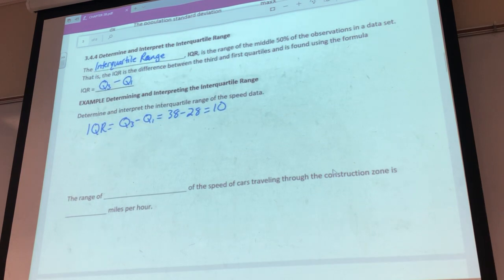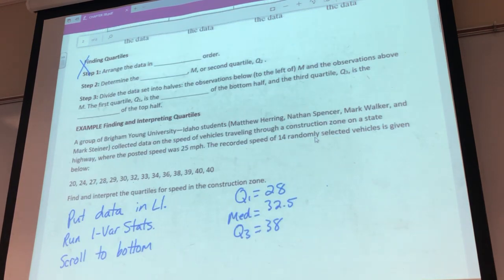And then our interpretation, it's going to be the range of the middle 50% of the speed of cars traveling through the construction zone is 10 miles per hour. So if all we're looking at is the 50% in the middle, we're going to find the range of those two things. So I'll come back to this if you're still writing it down.